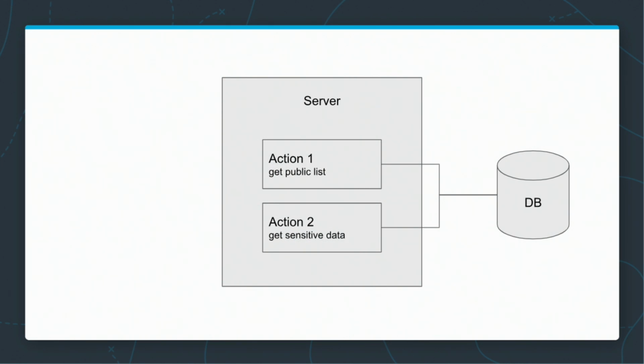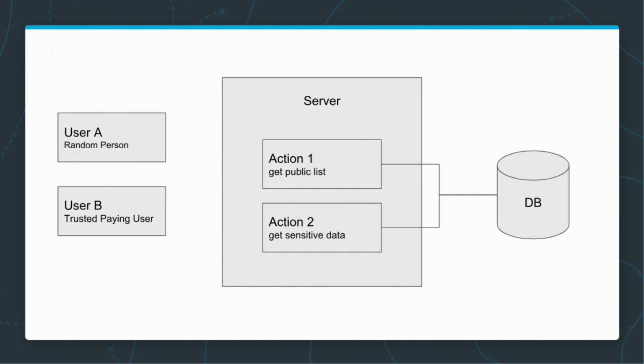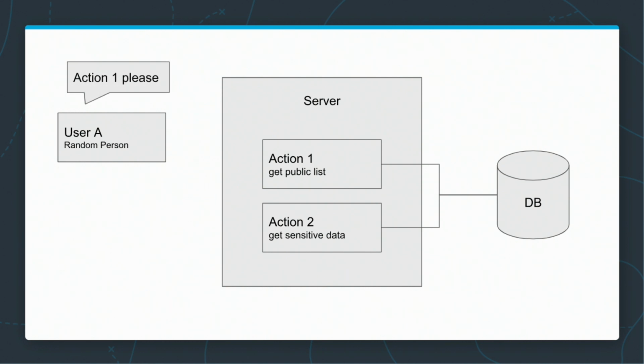Let's look at a simplified diagram with only two actions, one to get a public list and one to get sensitive data. Let's say we have two users, a random person and a trusted paying user, and let's focus on user A for now. This user will want something from action 1, the public list. They'll make a request and the server should fulfill this request. But let's say that this user wants some information that is sensitive from action 2. The server should reject this request.